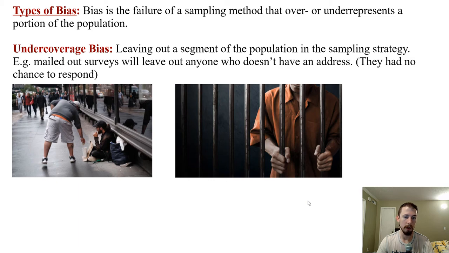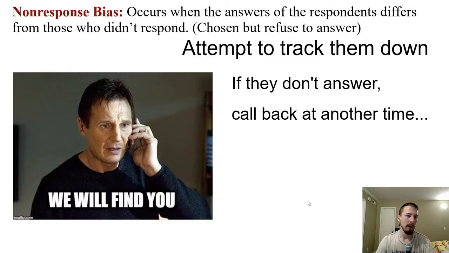This would be what we call undercoverage bias. Non-response bias is when you have a large portion of people who do not respond to your survey. So if you mail out millions and millions of surveys through the mail and only a certain percent of them actually come back, that's not the way to do it. So again, it's kind of like voluntary response in that case as well.